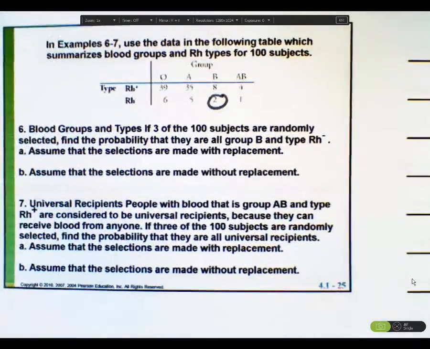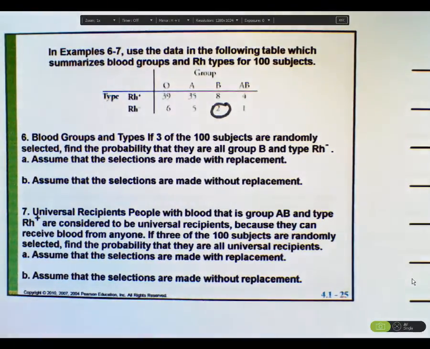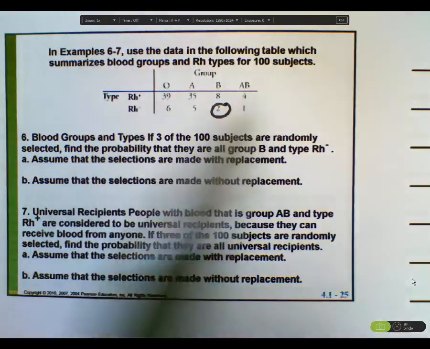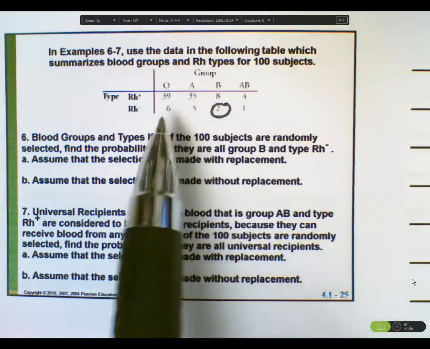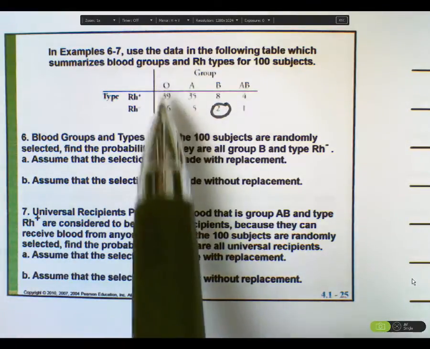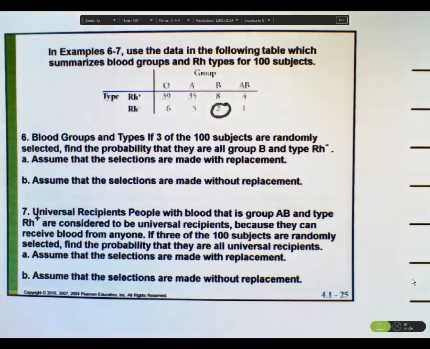All right. Example 6 has to do with blood types, blood groups, and RH types for 100 subjects. It's set up in a contingency table, and we could count how many people had RH positive blood, how many people had RH negative blood. We could add up how many had type O, that would be 45, or how many had type AB, that would just be 5. And number 6, we're asked if 3 of the 100 subjects are randomly selected, find the probability that they are all group B and type RH negative.